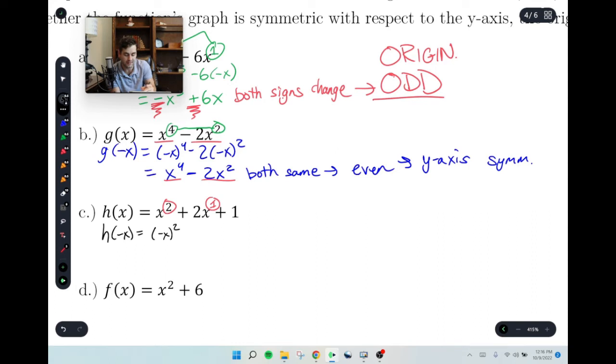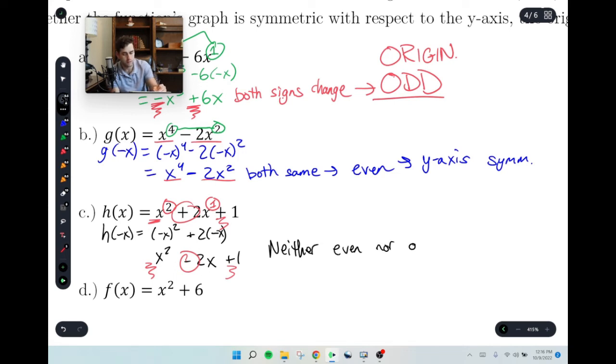Negative x squared, that's going to stay the same, right? But 2 times negative x, that's going to flip signs. And we're going to have 1 times negative x. Negative 2x plus 1. Well, we had one stay the same. We had one flip signs. And we had another stay the same. So because it's just not consistent, it's neither even nor odd. All right?